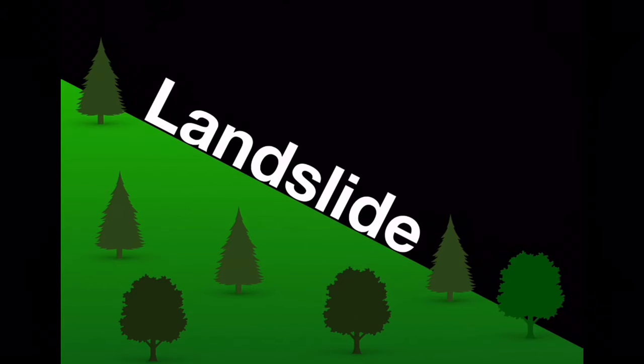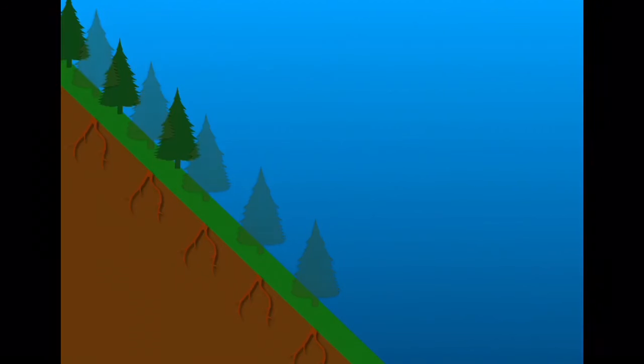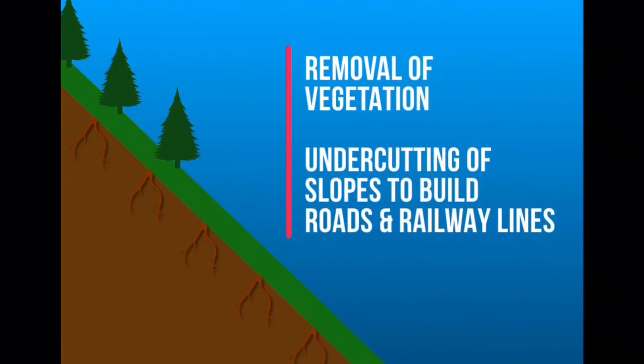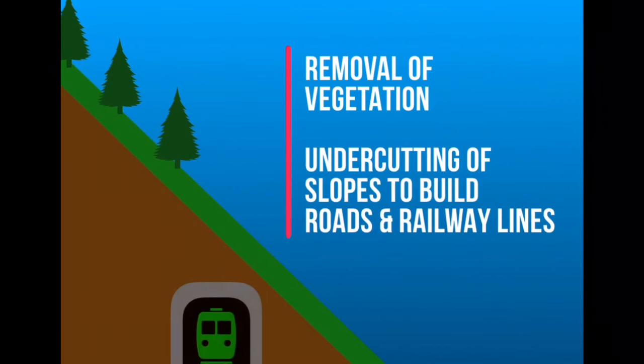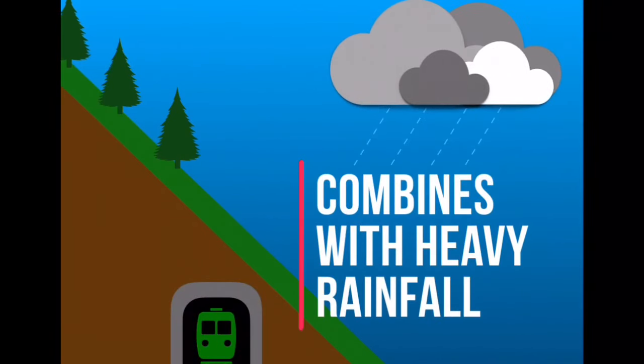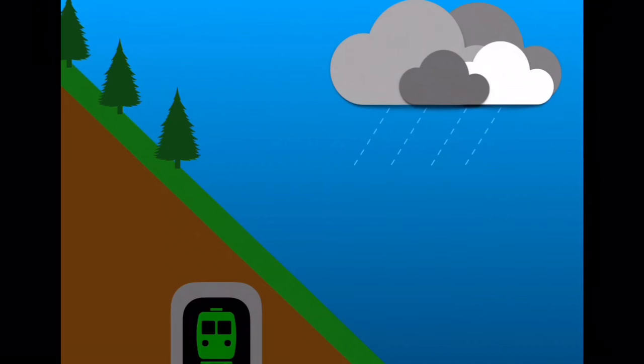Landslides occur when loose rock and soil move down steep slopes in upland areas. The removal of vegetation and the undercutting of slopes to build roads and railway lines can combine with heavy rainfall to lead to a landslide.